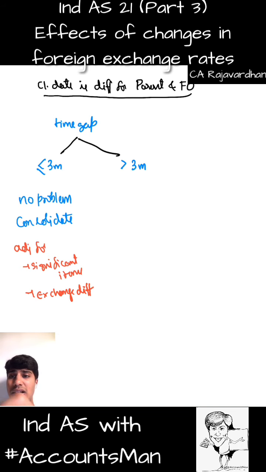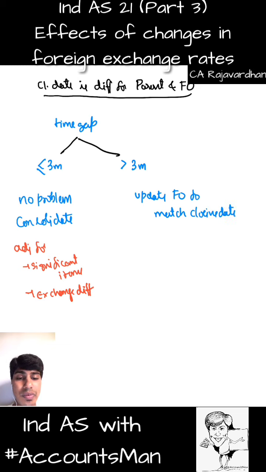However, if the time gap is greater than 3 months, then what we need to do is update the foreign operations to match the closing date with the parent, and then do the consolidation.